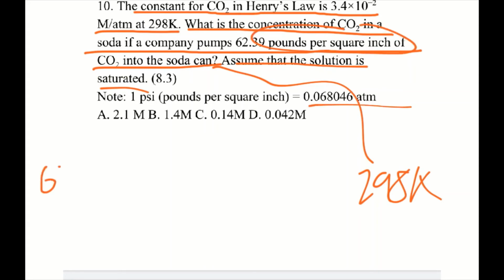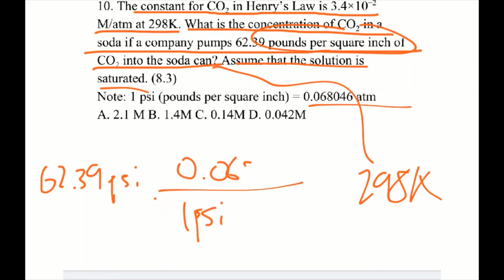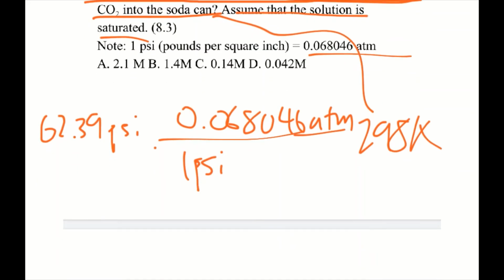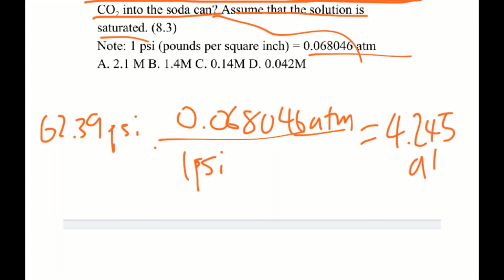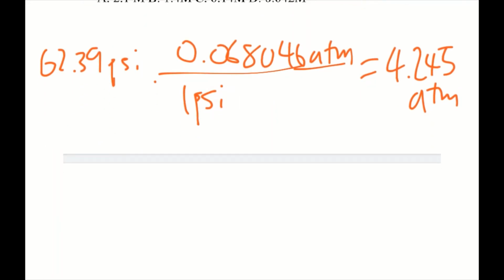Okay, so for this question, I need to convert PSI, pounds per square inch, into ATMs. So 62.39 PSI times 1 PSI over 0.068046 ATMs. And we get that the pressure in ATMs instead of PSI turns out to be 62.39 times 0.068046. We get 4.245 ATMs.